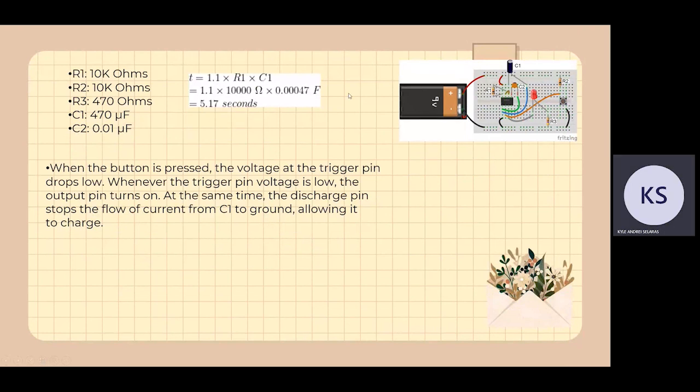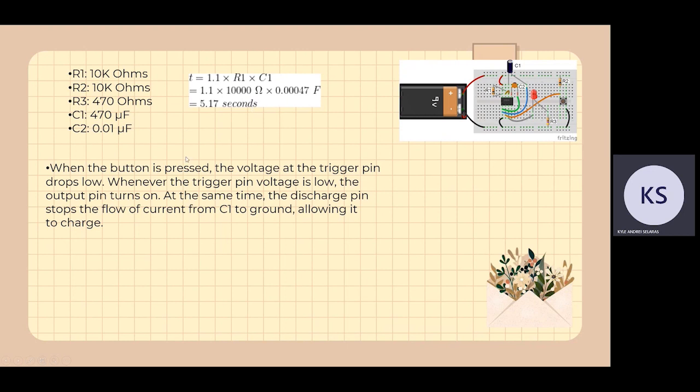In order to compute the time it will be turned on, we will use this formula. Here it is already inputted: 1.1 times the 10,000 ohm resistor times 0.000470 farad, or 470 microfarads. After computing this formula, we will get 5.17 seconds.